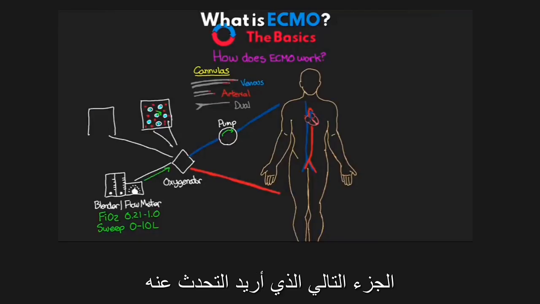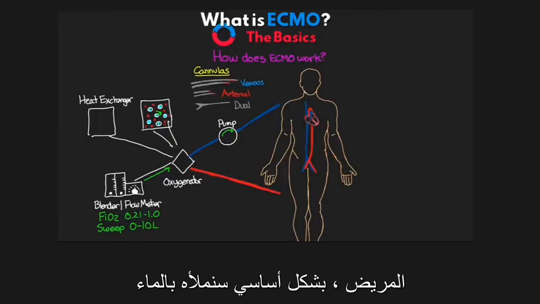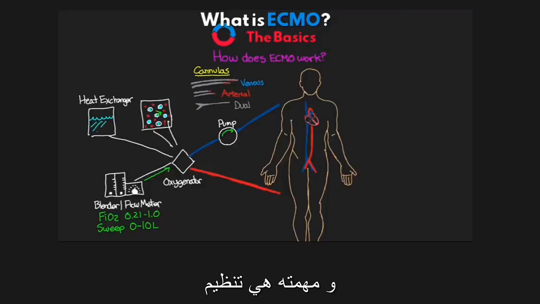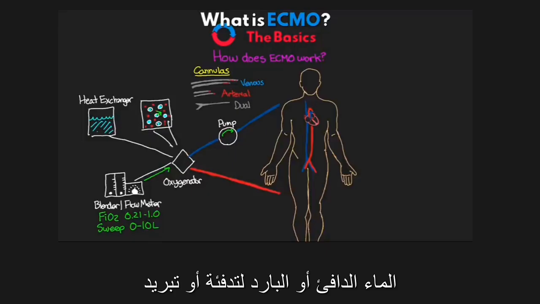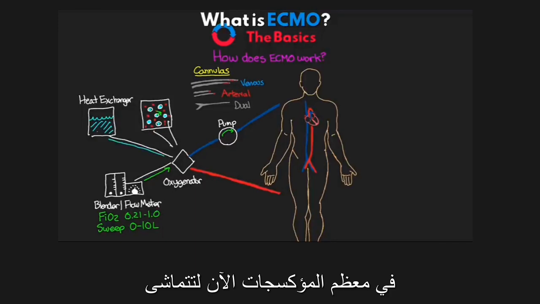The next part that I want to talk about is going to be our heat exchanger. Now, our heat exchanger, its job is to warm and cool the patient. Basically, we're going to have this filled with water, and its job is to regulate the patient's temperature up or down. And so what it does is it uses this either warm or cool water to either warm or cool the blood. And typically this is going to be integrated into most oxygenators.